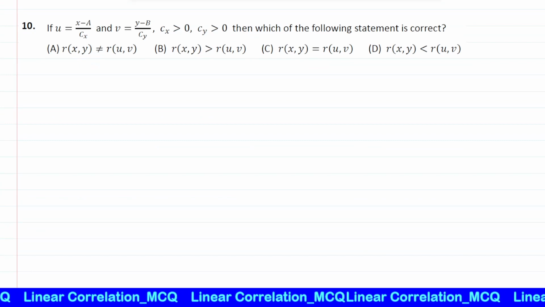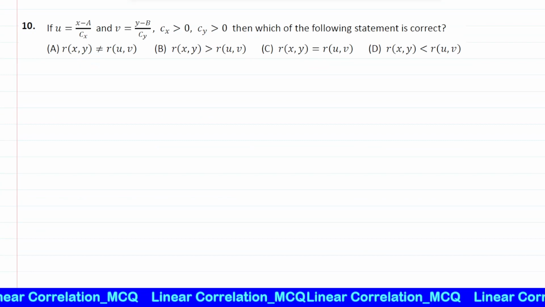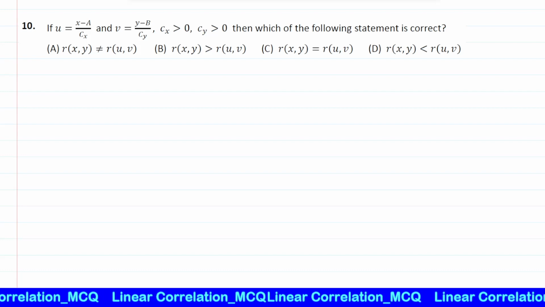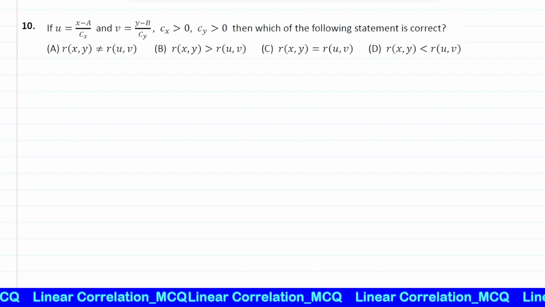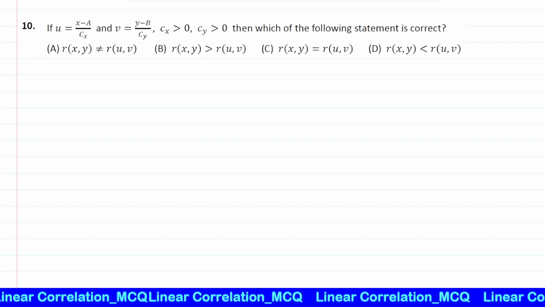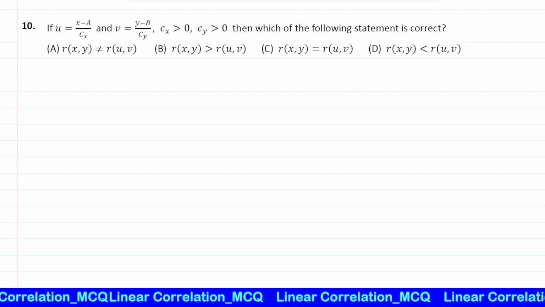Question number 10. If u equals (x minus a) upon cx and v equals (y minus b) upon cy, where cx and cy are positive numbers greater than 0, then which of the following statements is correct?